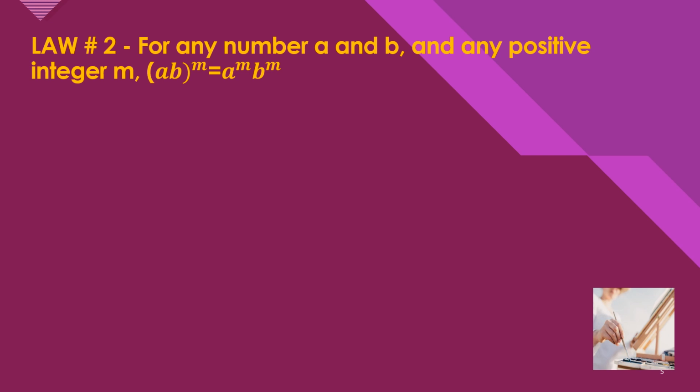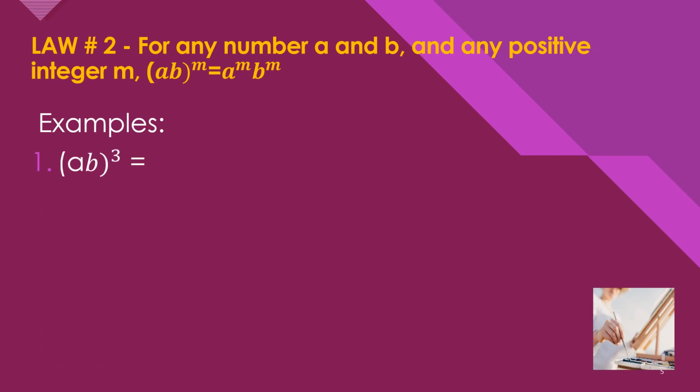Okay, so for law number 2, for any numbers a and b and any positive integer m, we have quantity ab raised to m, that is equal to a raised to m times b raised to m. So we distribute the exponents. Okay, so that's the rule for this second law.